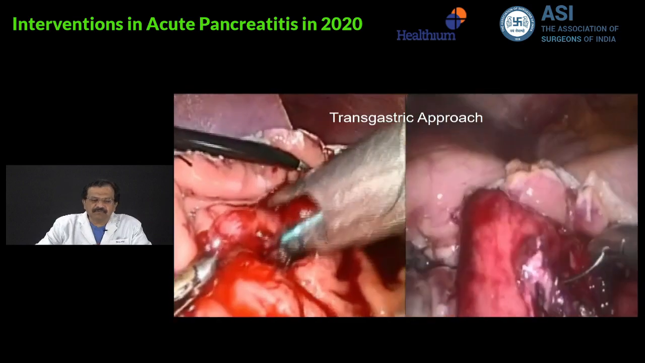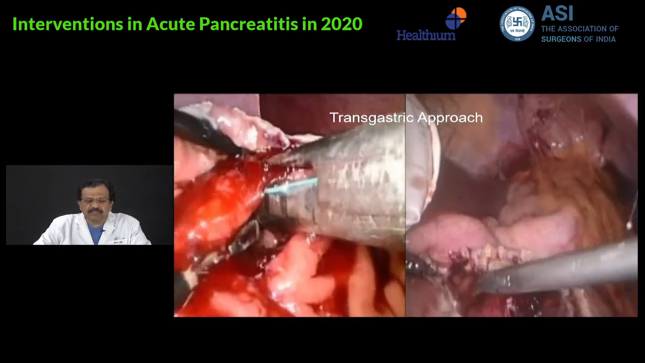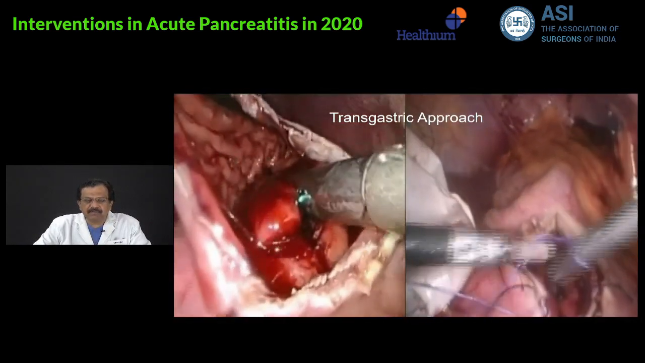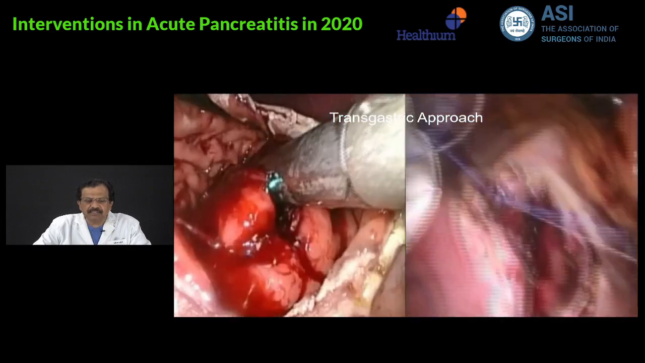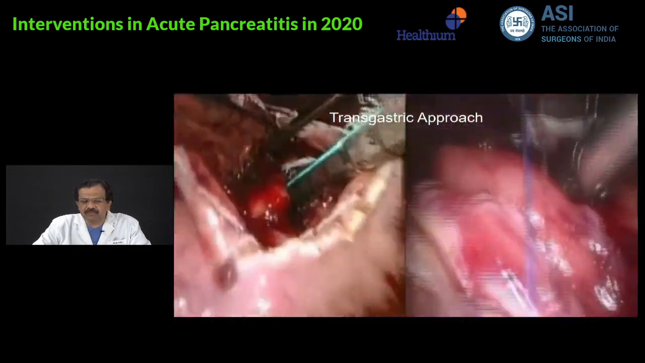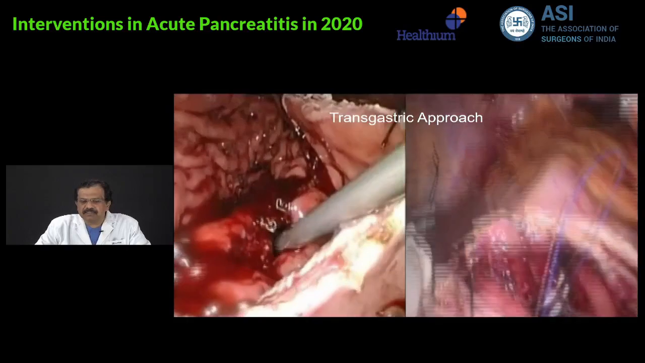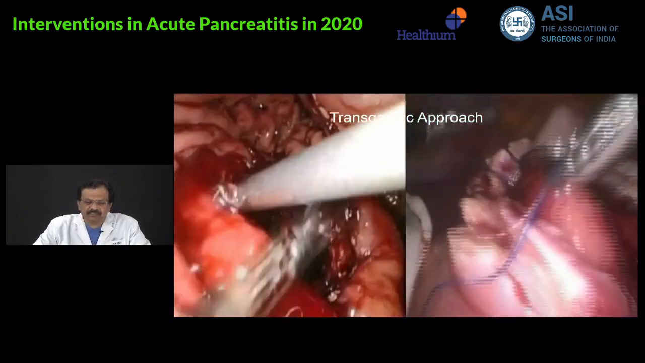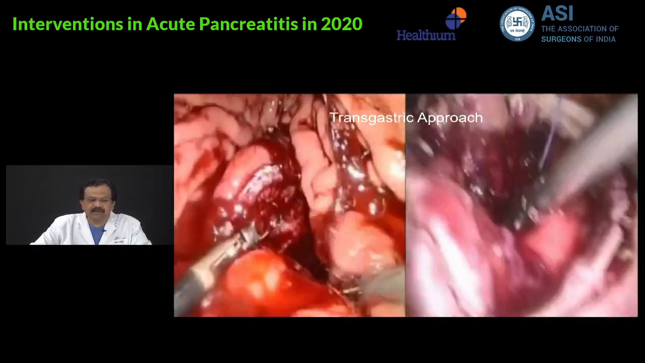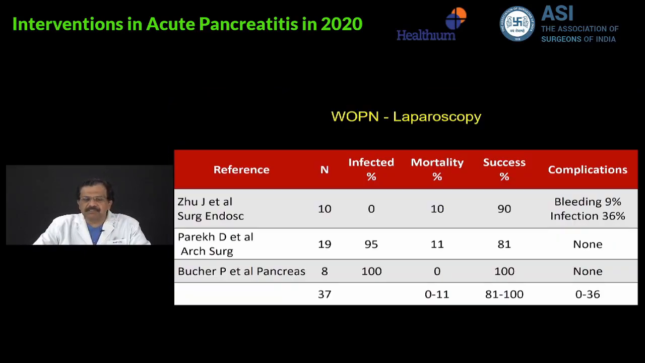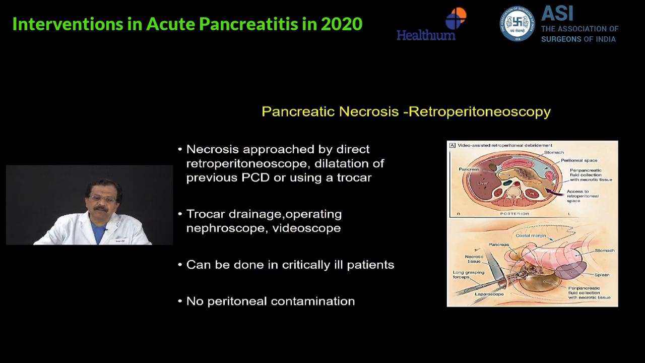You can see some of these procedures, a cystogastrostomy between the stomach and the wall of necrosis. This can be either a stapled anastomosis, or you can do a suture anastomosis between the stomach wall and the wall of necrosis, and you can do this necrosectomy. These are well documented procedures, and if you see literature from across the globe, this is associated with success rates of almost 90 to 100% from various studies that are reported from across the globe.